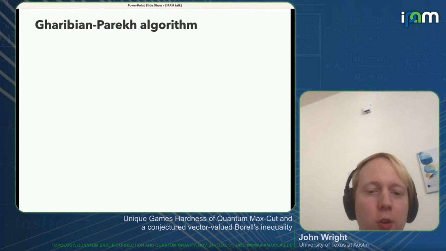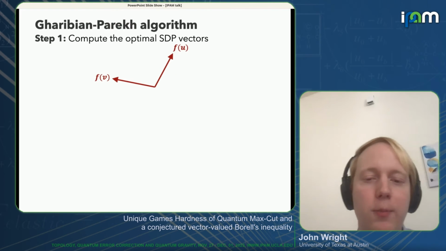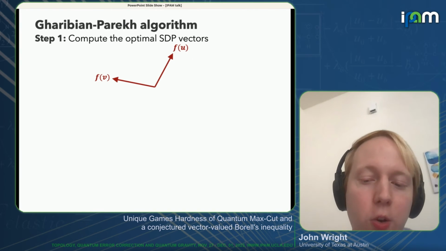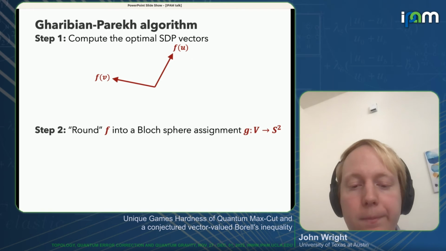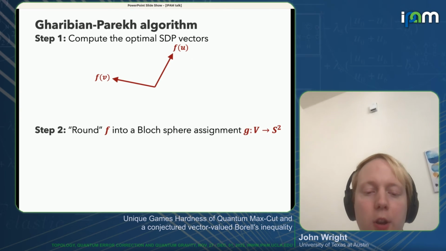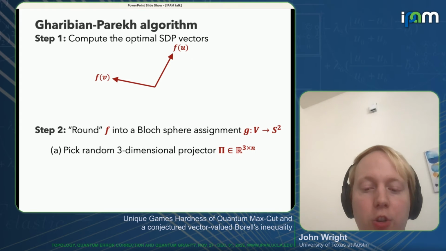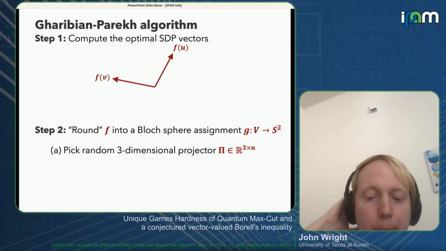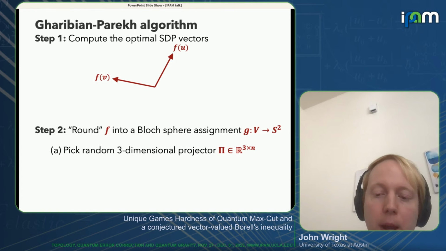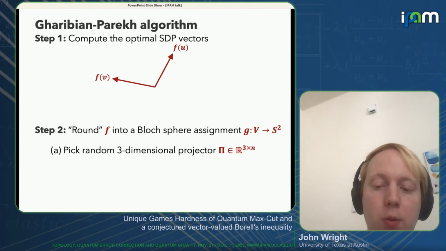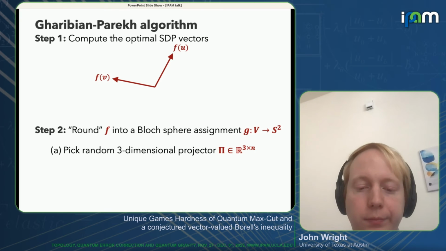Okay, so step one, what do they do? They compute these optimal SDP vectors. Maybe they look like this. Step two, what they're going to do is round them into a Bloch sphere assignment. And the way they're going to do it is as follows. They're going to pick a random three-dimensional projection matrix, pi. This pi is going to be 3 by n, and it's going to map n-dimensional vectors into three-dimensional vectors.